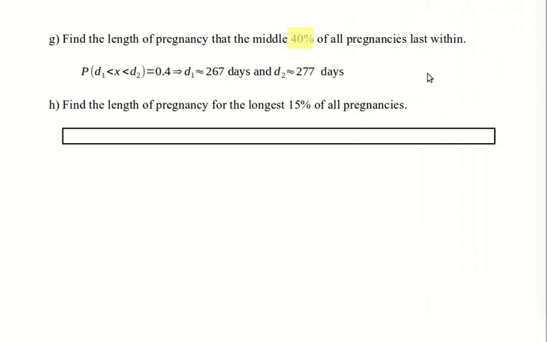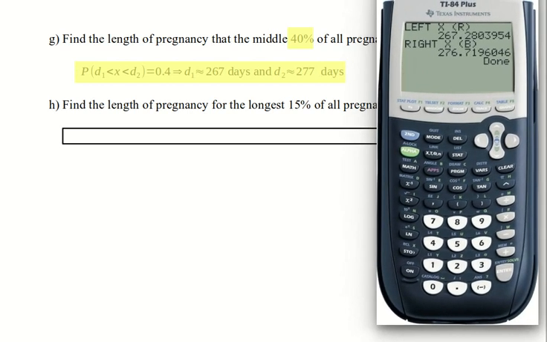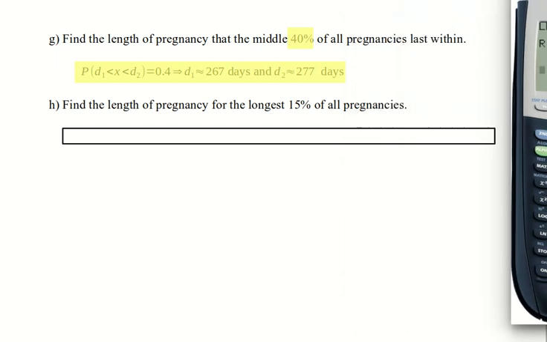The probability that x is between the two boundaries, d1 on the left, d2 on the right, is 40%. Gives us boundaries of D1, that is the lower boundary of 267 days, and the upper boundary of 277 days. So I'll show you how that appeared on the calculator, our left boundary and our right boundary.